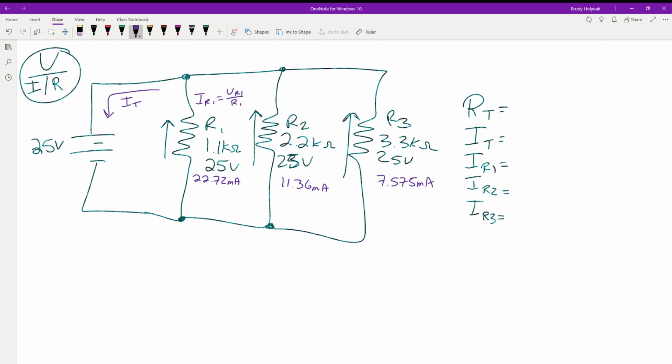Now remember Kirchhoff's current law. We have current coming into a node has to equal the current leaving a node. So if we look at these two guys right here, this node and this node, we have the current from R2 coming up, we have the current from R3 coming up. So how much current do we have leaving this node?